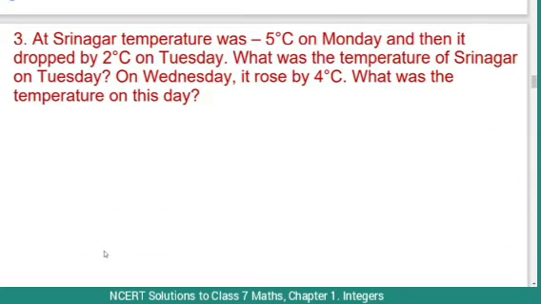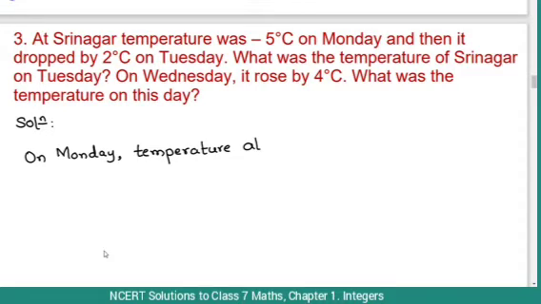Question number 3. At Srinagar, temperature was minus 5 degrees Celsius on Monday and then it dropped by 2 degrees Celsius on Tuesday. What was the temperature of Srinagar on Tuesday? On Wednesday, it rose by 4 degrees Celsius. What was the temperature on this day? Solution: on Monday, temperature at Srinagar is equal to how much? It is given as minus 5 degrees Celsius.